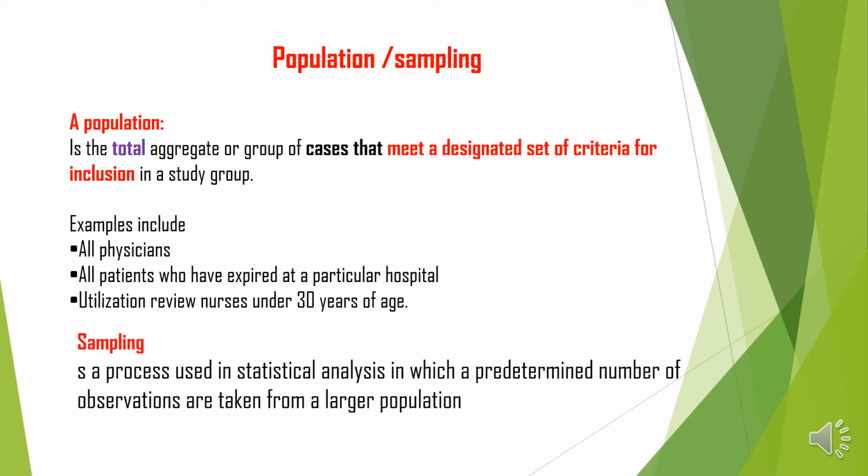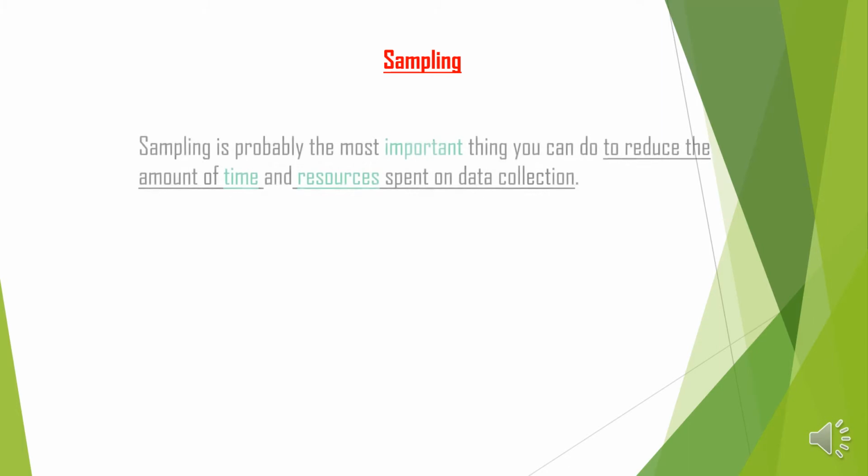What about sampling? Sampling is a process used in statistical analysis in which a predetermined number of observations are taken from a larger population. Sampling means I'll take a small number of the total population to study them, so I can, or cannot, generalize the results over the total population. So this is the definition of population and of sampling. Let's discuss sampling in detail.